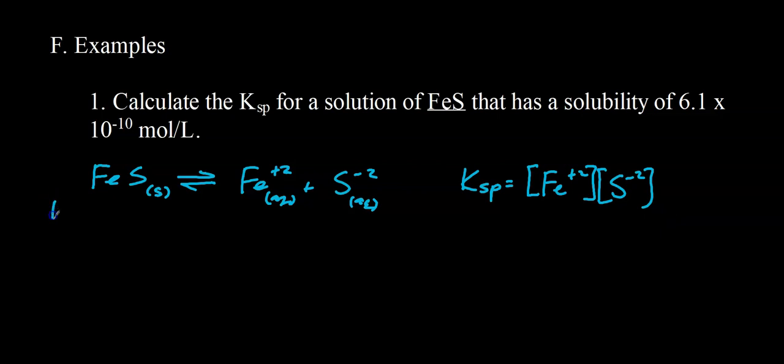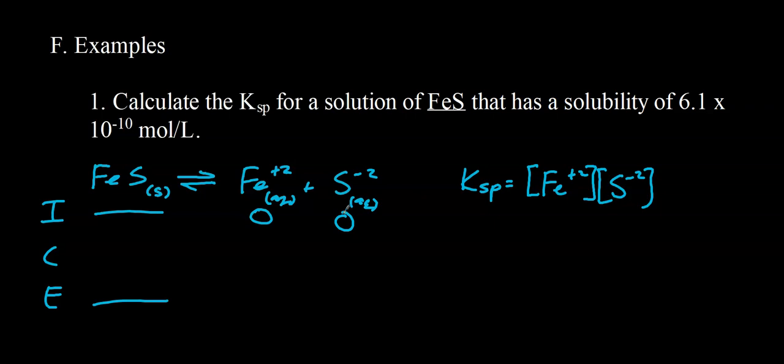All right, let's set up our ice table. Now, in our ice table, we use concentrations. And since iron 2 sulfide is a solid, it has a constant concentration. So I'm going to block out this and this, but the C row under the solid is really important. When you first put this solid in water, there are no ions. So we'll put 0 for initial concentration of Fe plus 2 and S minus 2.